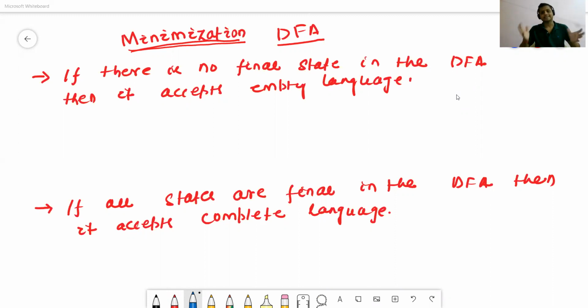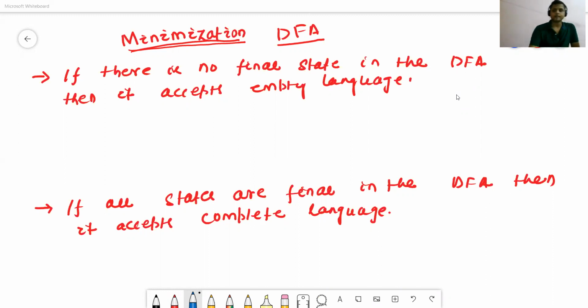Today we'll discuss the minimization of DFA. We have already discussed many different types of DFAs. Today in this class we will discuss the minimization of DFA. Before going to the minimization of DFA, first we will discuss some basic concepts.